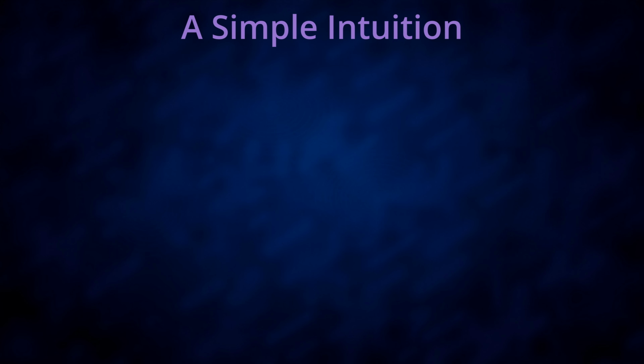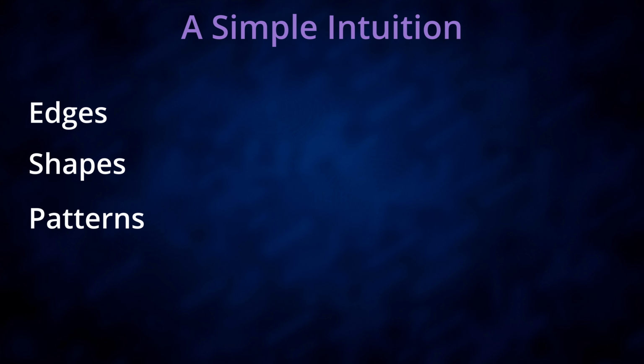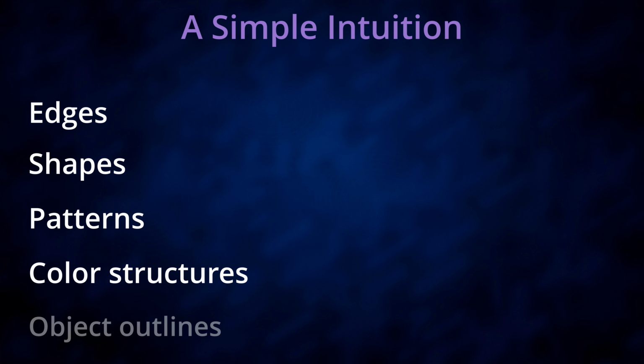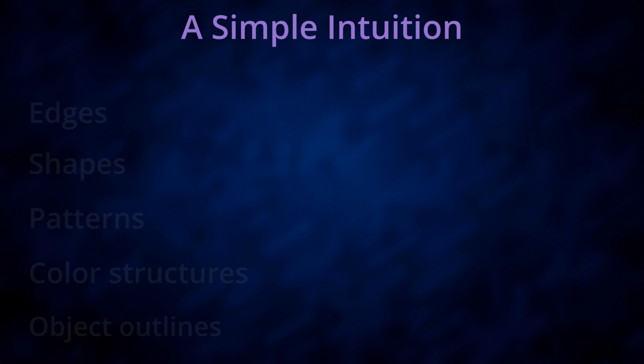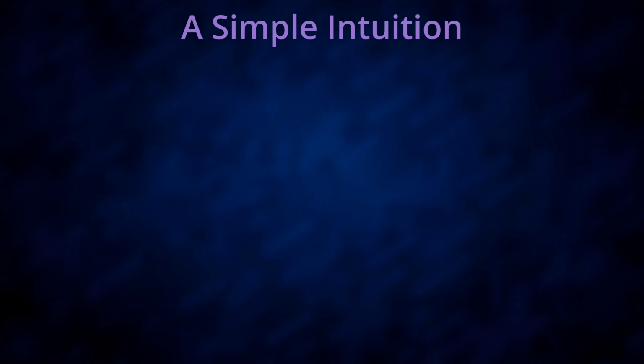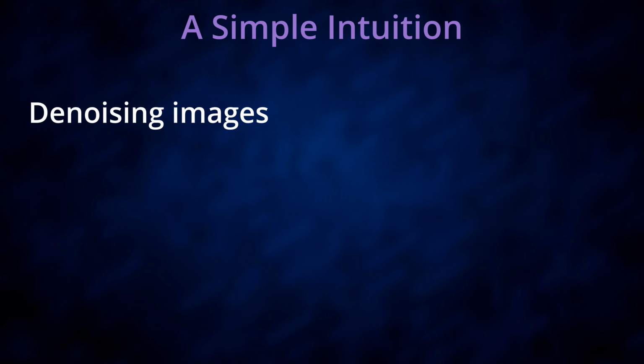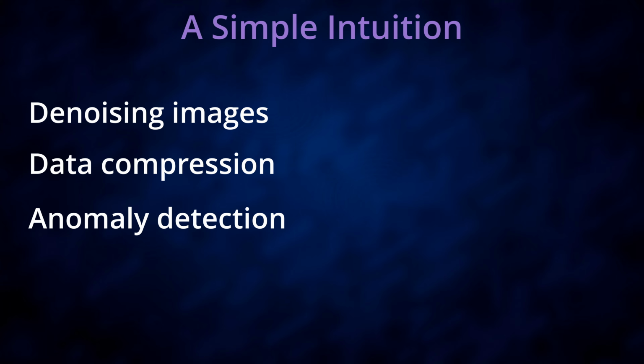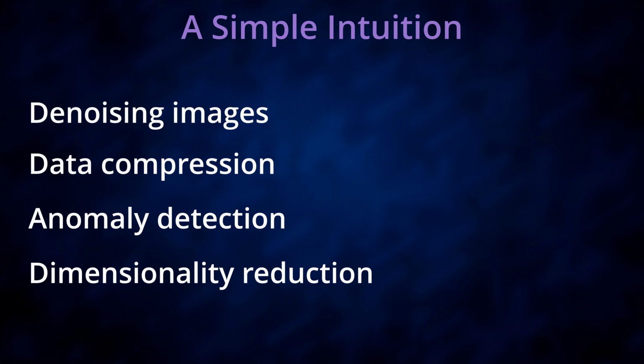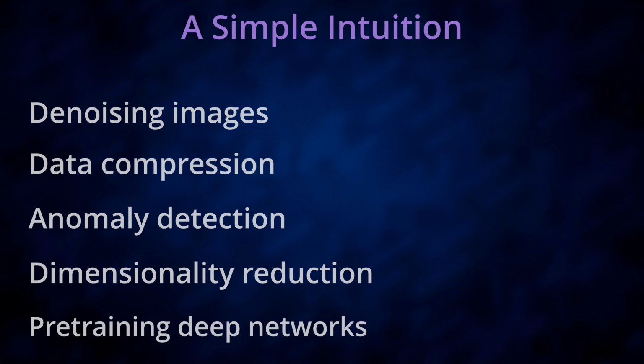That tiny, compressed bottleneck forces the network to focus on important features: edges, shapes, patterns, color structures, object outlines. That's why autoencoders are widely used for denoising images, data compression, anomaly detection, dimensionality reduction, and pre-training deep networks.